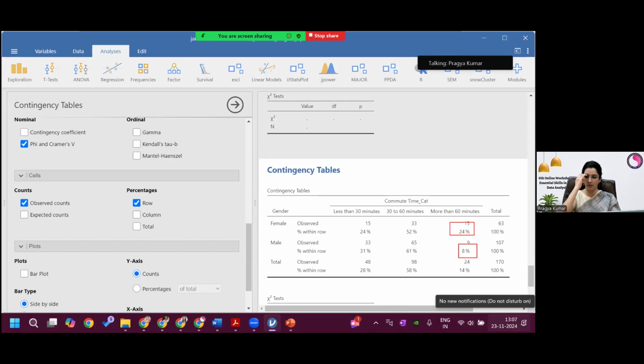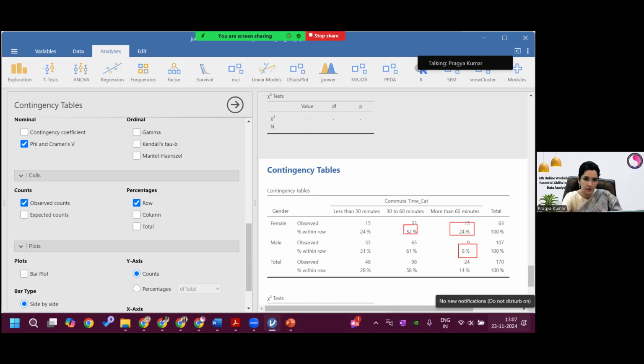That means 1/3 of that proportion, because 8% is 1/3 of 24. So only 8% of men are taking more than 1 hour to commute, whereas 25% of females are taking more than 60 minutes. The other percentages are not that different. And this chi-square value being significant is also based on this value only. Otherwise, you see the difference is not that much.